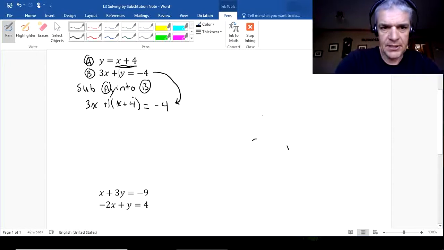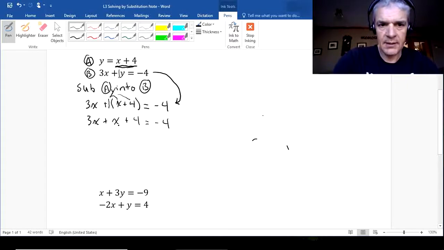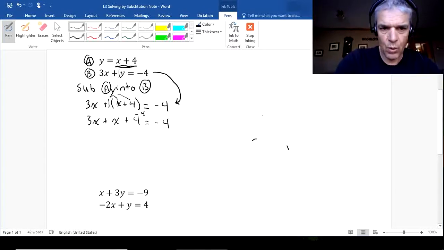And then I use my distributive property to get rid of my brackets, okay? So in this case, I don't have anything to do. It just becomes 3x plus 1 times x is x, and 1 times 4 is plus 4 equals minus 4. Now I want to solve. So I can collect my like terms here. x and 3x are like terms, so they can be added together. And I don't want the 4 on this side, I want it over here, so I go minus 4, and minus 4. And this leaves me with 4x equals minus 8.